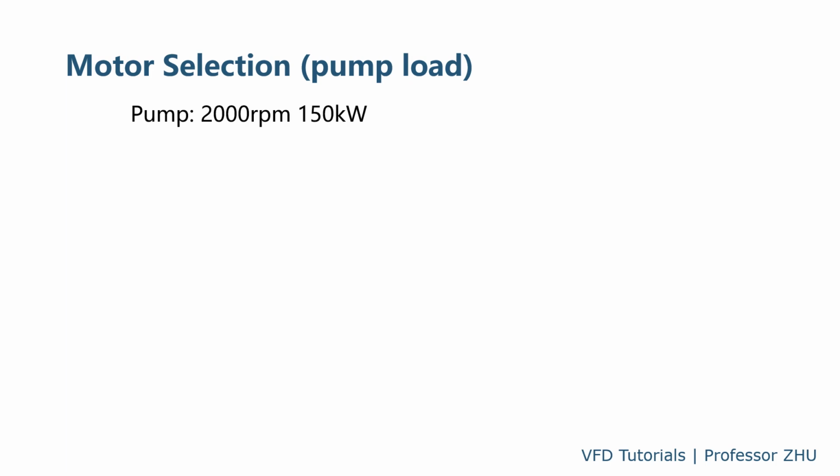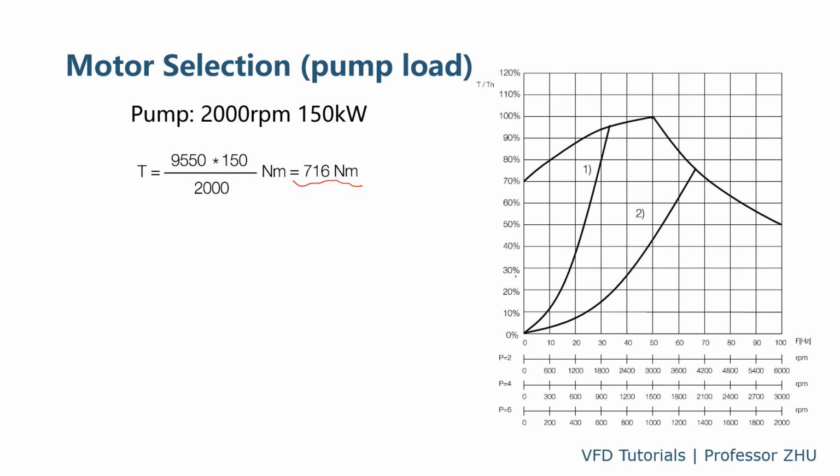Here is an example. The load is a pump, and the pump's rated speed is 2000 RPM, and rated power is 150 kilowatts. According to the formula, we can get the torque of the pump from the kilowatts and RPM. Then we get the rated torque of the pump. And here are the curves.